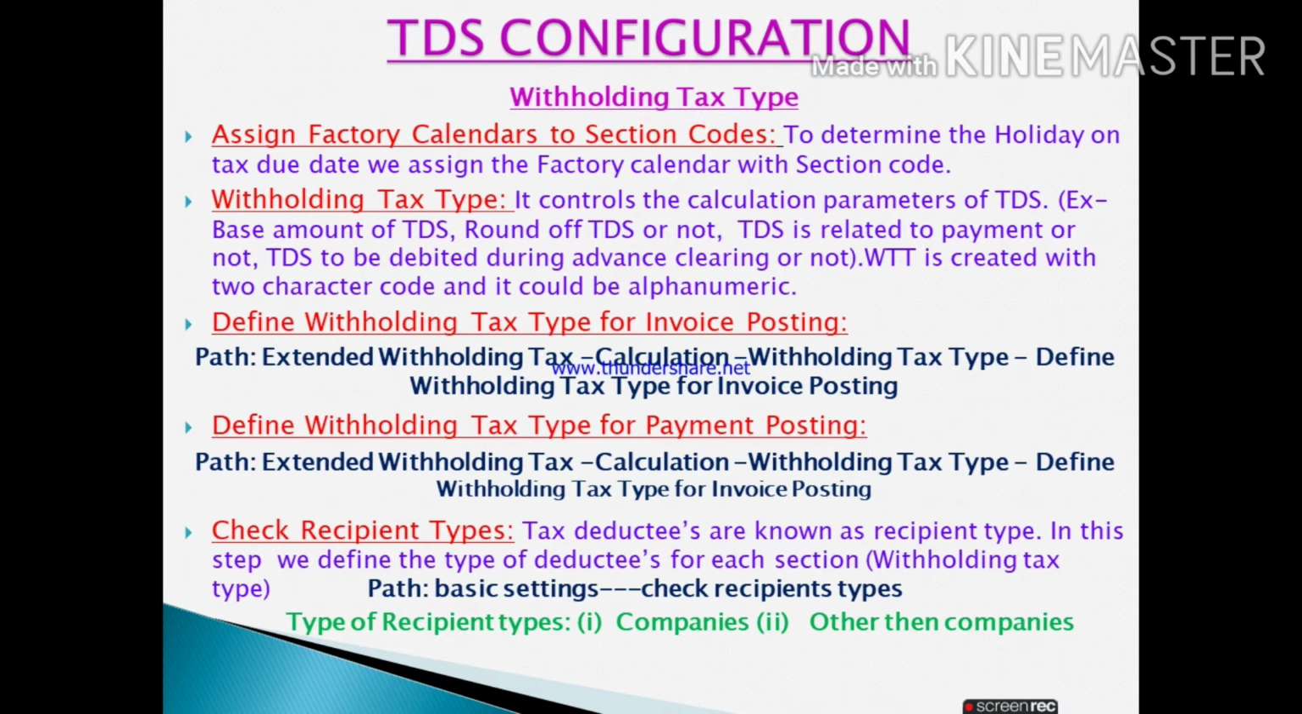Next is withholding tax type. Friends, withholding tax type controls the calculation parameters of TDS. For example, whether TDS will be deducted on a base amount, whether TDS is rounded or not, whether TDS is related to payment or not, and whether TDS is to be debited during advance clearing or not. All these calculation parameters we will define in this step. Withholding tax type is created with a 2-character code and it could be alphanumeric.